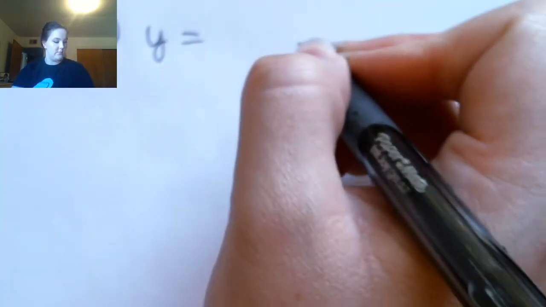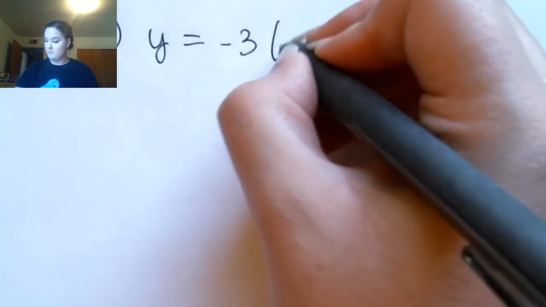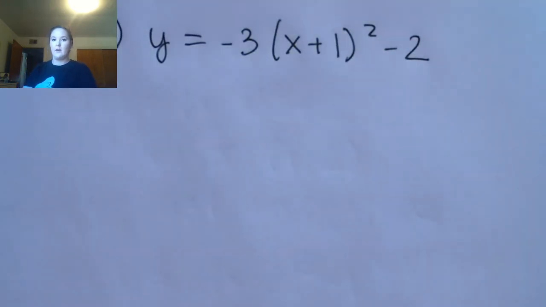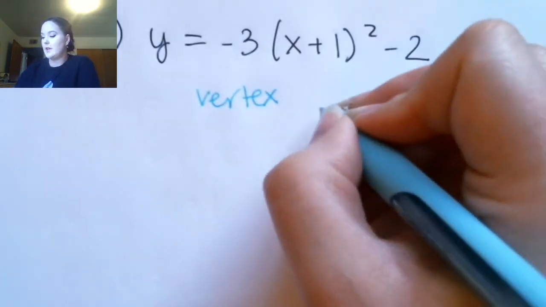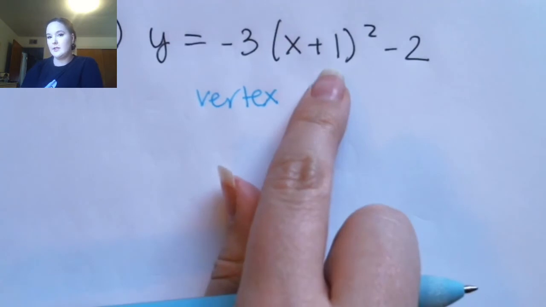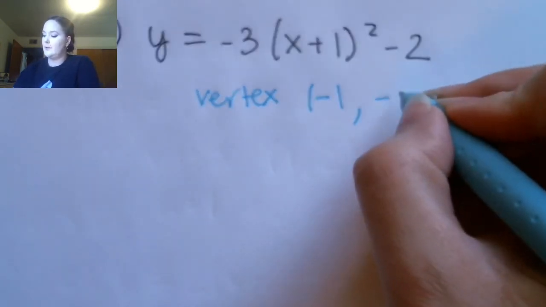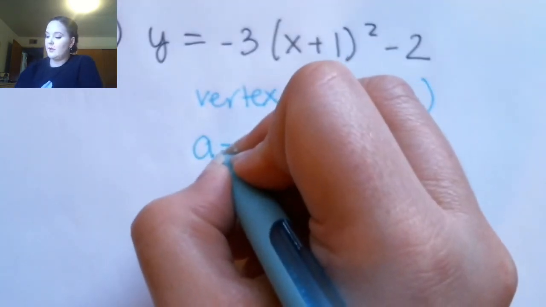Here we go. Here's D. So the first thing I'm going to do is say what the vertex is. The x part is opposite sign, so positive turns into negative. Y part, same sign. Now my a value is -3.